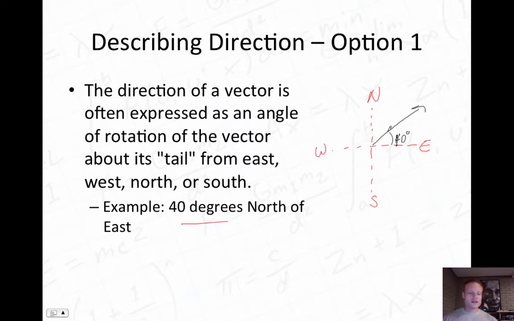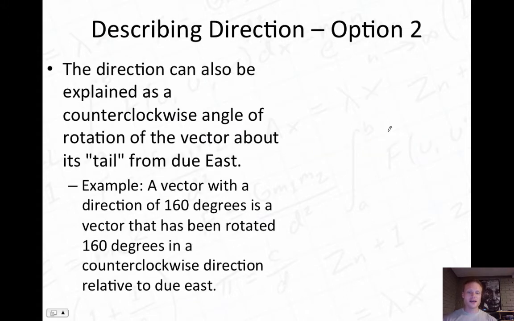Now I'll be honest with you, we typically use option 2 more in class. And option 2, if you're going to memorize one of these two, try to focus on this one. The direction can also be explained as a counterclockwise angle of rotation of the vector about its tail from due east. So everything starts from east. And then from east, you just work your way around counterclockwise, so the opposite direction that a clock would tick if it had a minute hand and second hand and hour hand and all that good stuff.